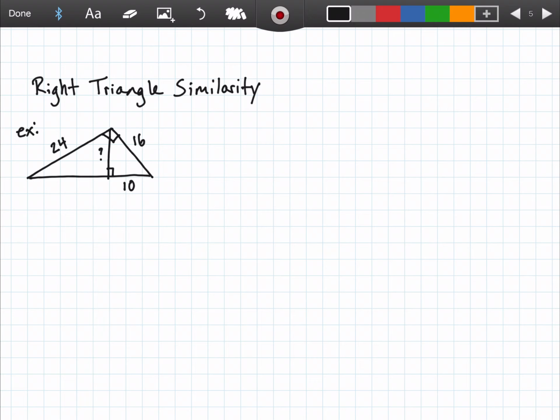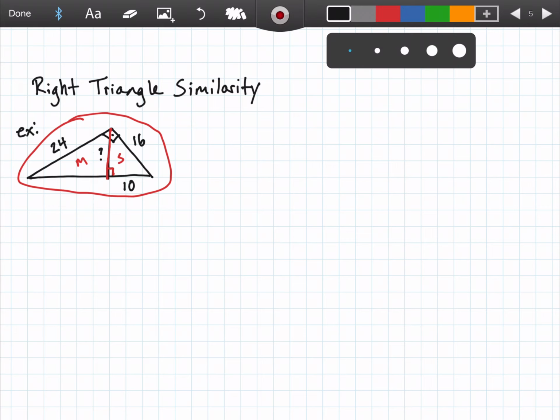Okay, when you have a right triangle that has the height here, we call this the altitude of the triangle because it's like the height and it meets at a perpendicular angle, meaning 90 degrees. You have 3 sets of similar triangles here. We got the small, we got the medium, and then we got this big one here.